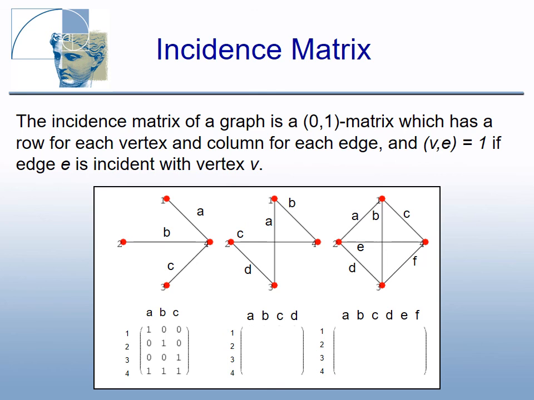For the first graph, the vertex A is incident with only edge 1. Therefore, we have 1, 0, 0 in the first row. Vertex B is incident with only edge 2. Therefore, the second row is 0, 1, 0. Vertex C is incident with only edge 3. The third row is 0, 0, 1. And vertex D is incident with all edges. Last row is made up of ones.